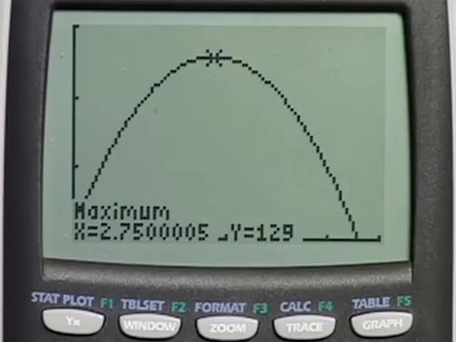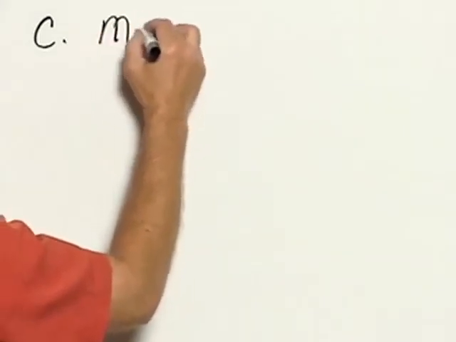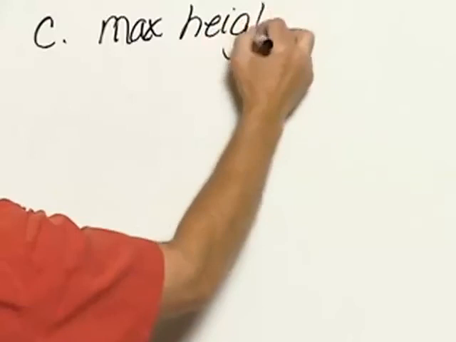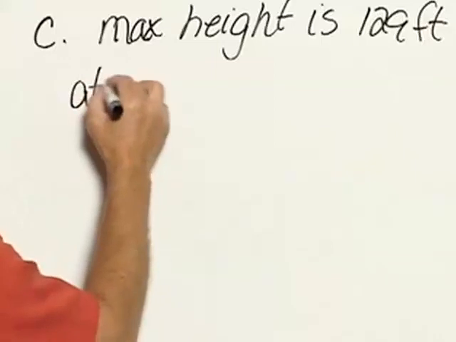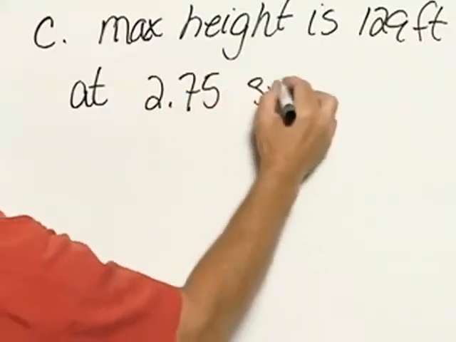2.750005 for the x value, and for the y value, it's equal to 129. So what that's telling us is the maximum height is 129 feet at a time of x, which is in this case t, approximately 2.75 seconds. So let's write that down. All right, so let's write that solution. That means the maximum height is 129 feet, which occurs at 2.75 seconds.